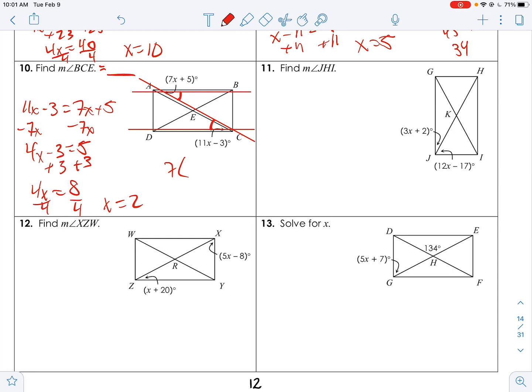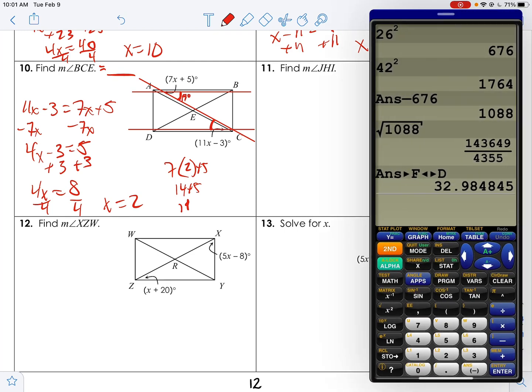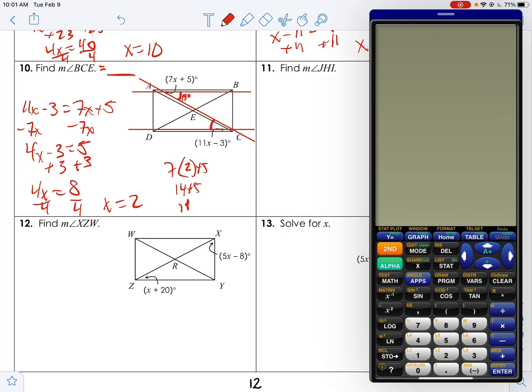7 times, right, where's BCE? BCE. Ooh, so we just need to know what that number is. So 7 times 2 plus 5. 14 plus 5 is 19. If this is 19 degrees, let's do 90. 90 minus 19 makes that 71, because that's 19. So we got 71 degrees.